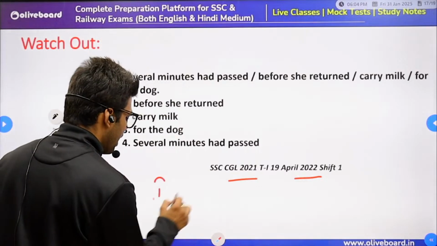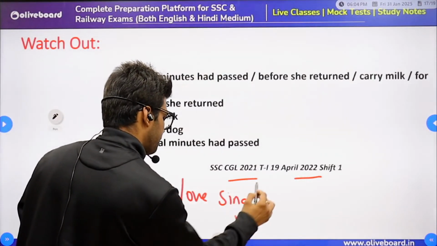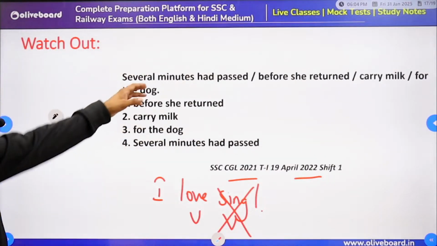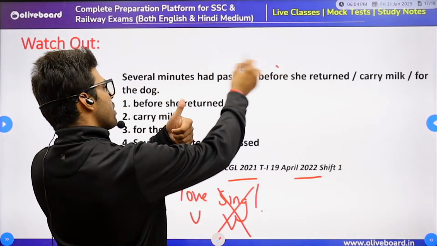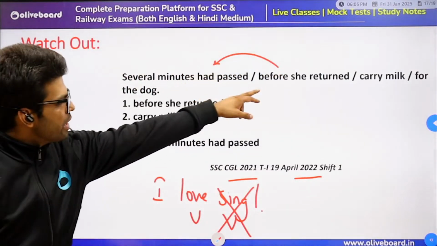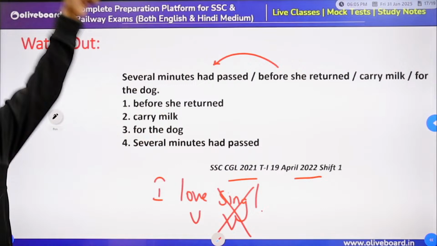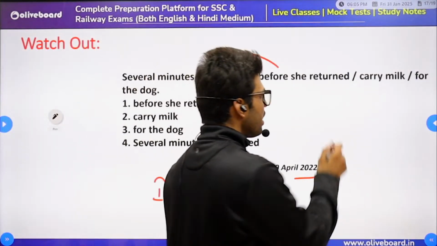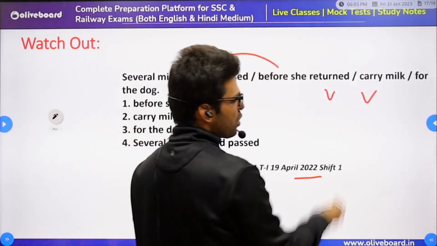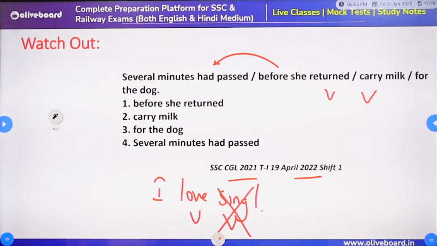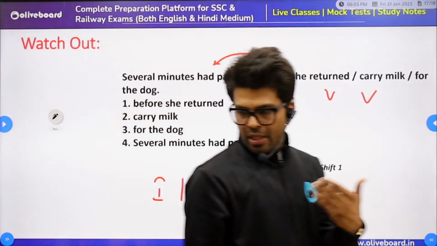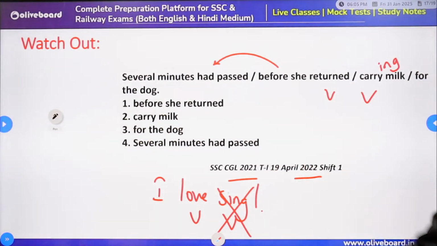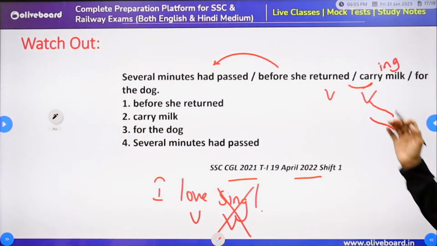How can you say that I love sing? Love is a verb, sing is a verb, two verbs can't be together. Several minutes had passed before Anjali. That's all okay to say before because the author is stating this action had happened before. So that's fine to put it in perfect tense. But what about this? Before she returned, okay, that's a verb. Carry, that's a verb. How can two finite verbs be together? Before she returned, carrying milk. She was carrying milk and she returned that way. So that's a blunder. Two verbs cannot be together.